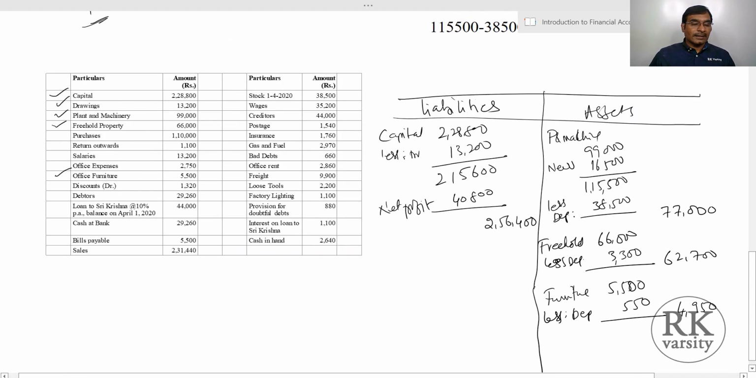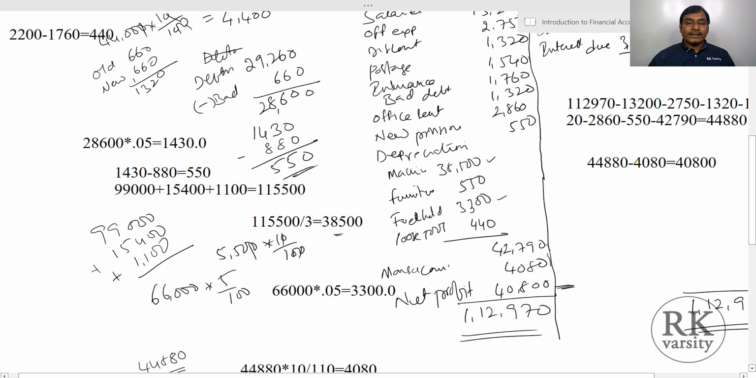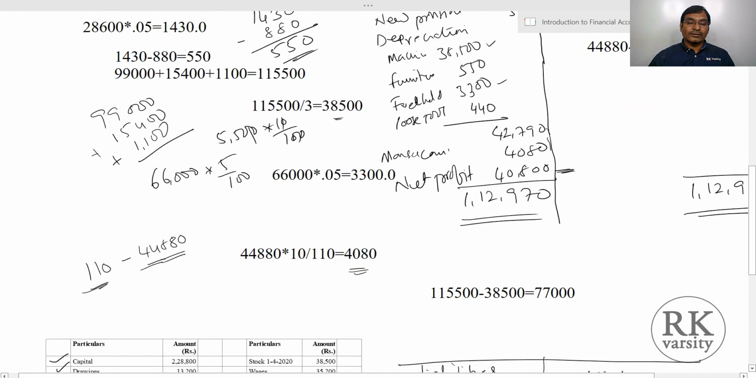Then debtors, you have 29,260. So 29,260 minus 660 is the bad debts written off. So this is 28,600. Alright, yeah, 28,600. On this we made a new provision of 1,430.